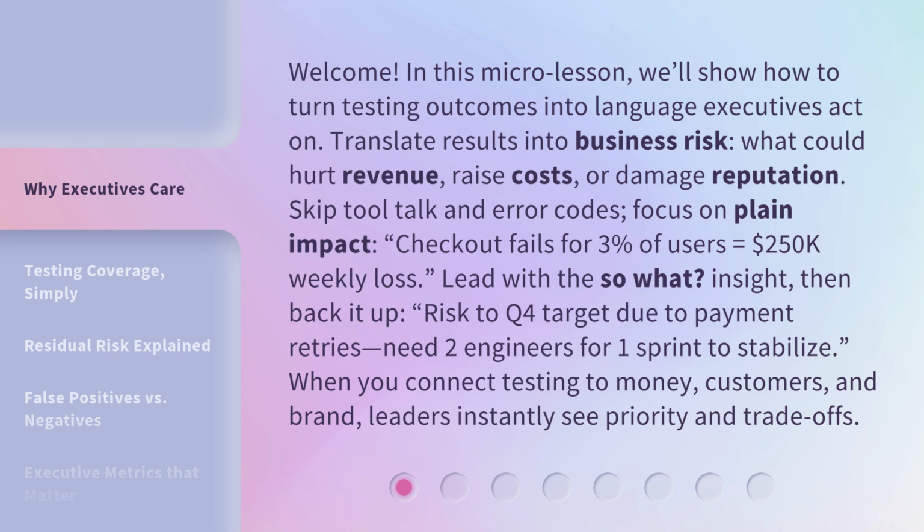Insight, then back it up. Risk to Q4 target due to payment retries. Need 2 engineers for 1 sprint to stabilize. When you connect testing to money, customers, and brand, leaders instantly see priority and trade-offs.